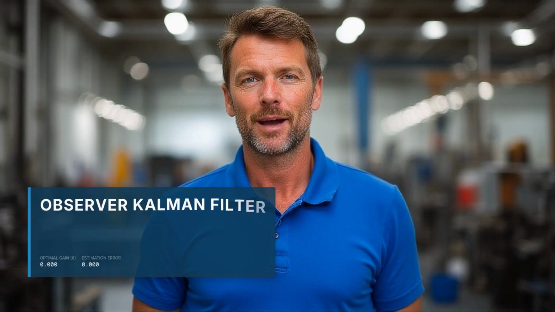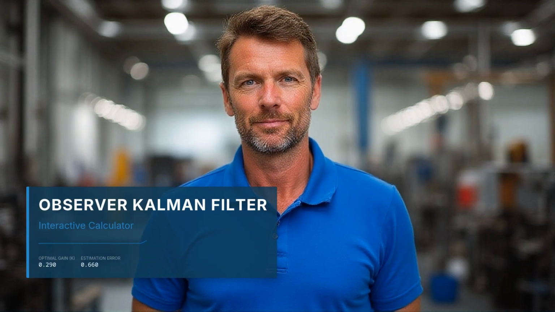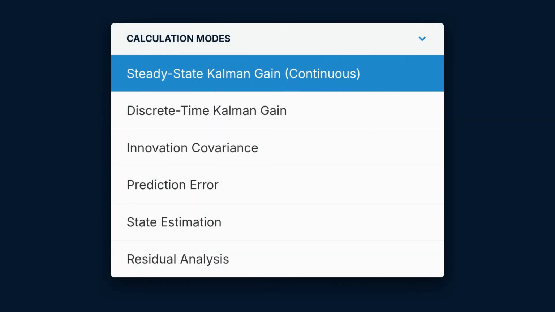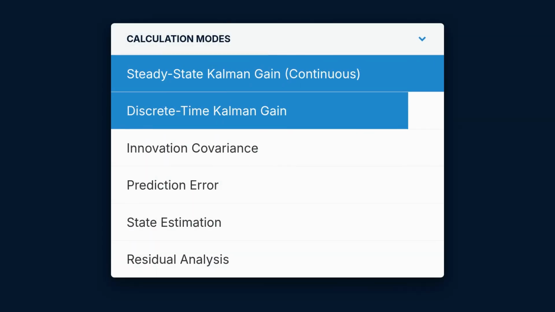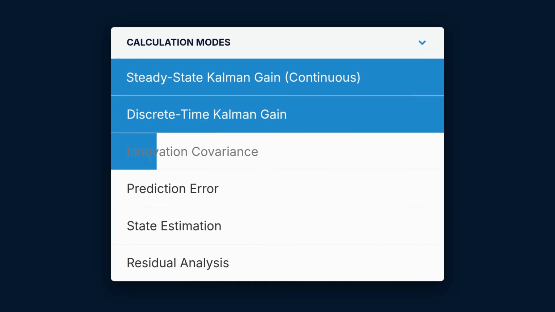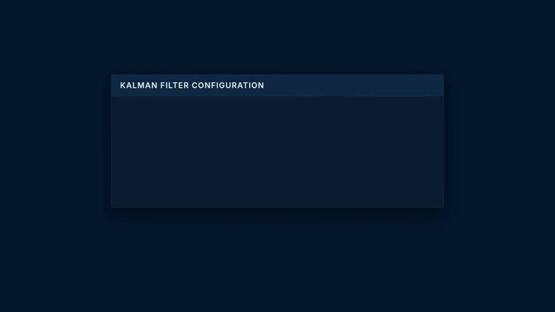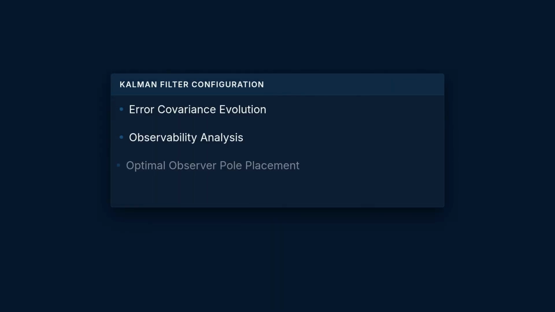This is the Observer Kalman Filter Interactive Calculator, which computes optimal state estimation gains for control systems. The calculator has 6 calculation modes available in the drop-down menu: Steady-State Kalman Gain for continuous time, Discrete-Time Kalman Gain, Innovation Covariance, Error Covariance Evolution, Observability Analysis, and Optimal Observer Pole Placement.